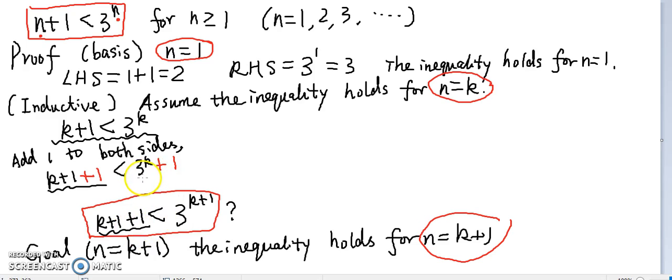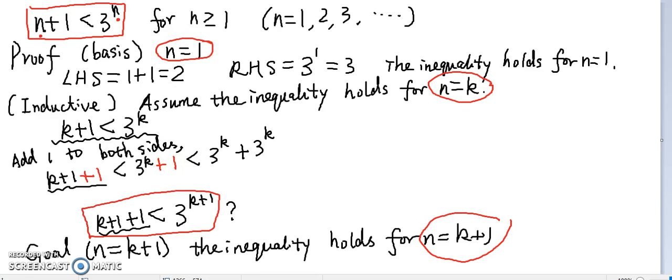But the right-hand sides, they don't match. This does not match this. So that is something we need to work on. So by algebra, I know that 3 to the kth I can replace this number 1.